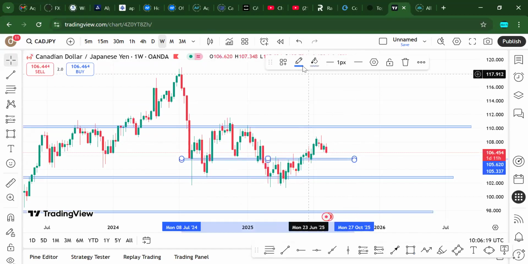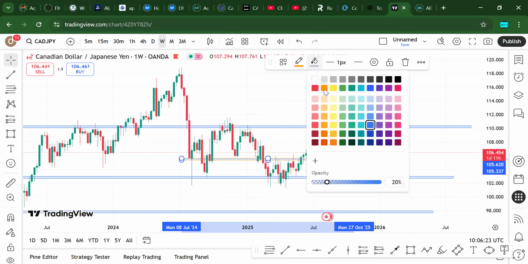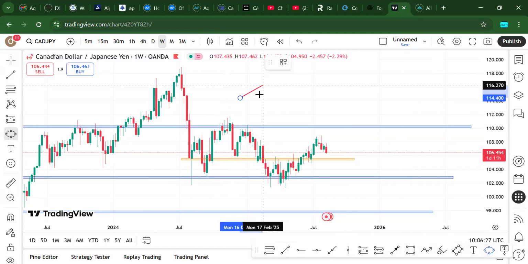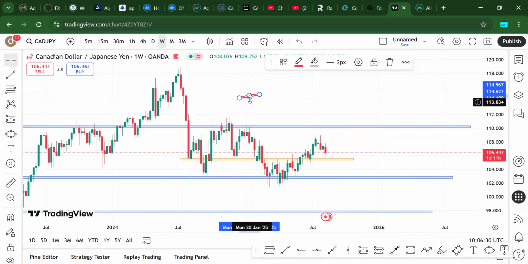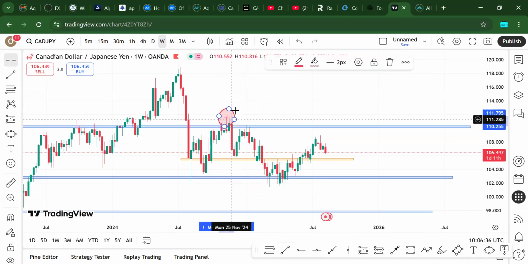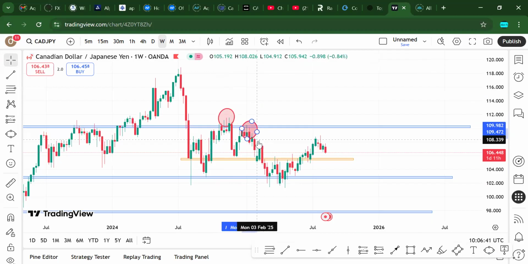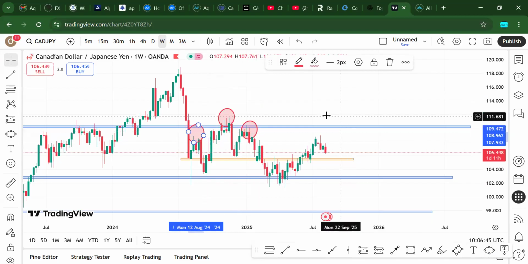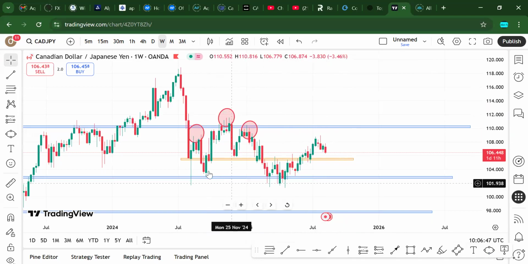For those of us that have sharp eyes or have done this over and over again, you would have already spotted this head and shoulders pattern. So that's the neckline of the head and shoulders pattern. This is the head, the right shoulder, and the left shoulder. And of course, we know the rule for the head and shoulders pattern, which we all know is a bearish reversal pattern.